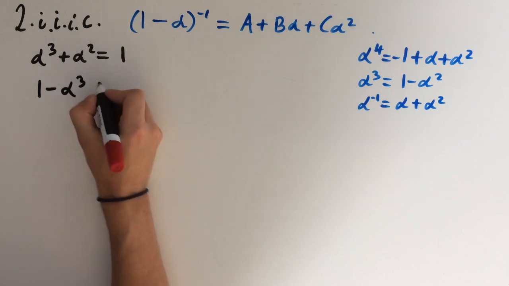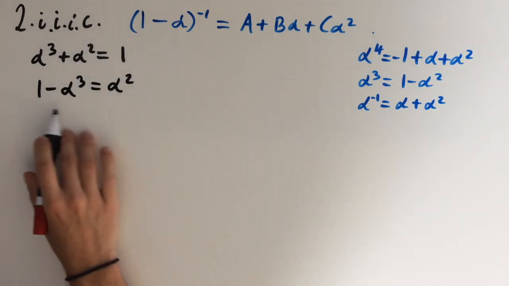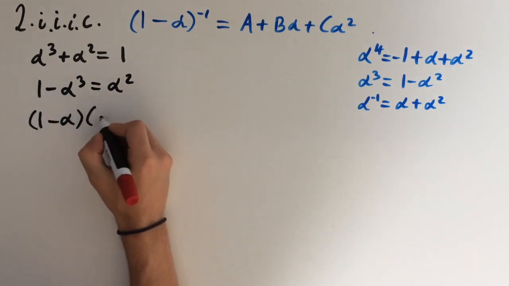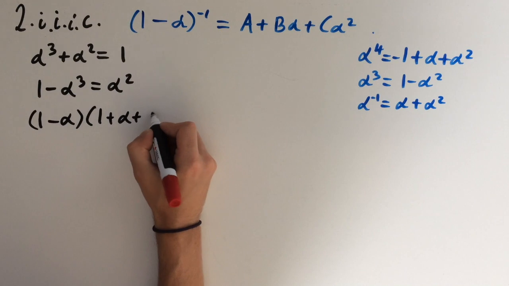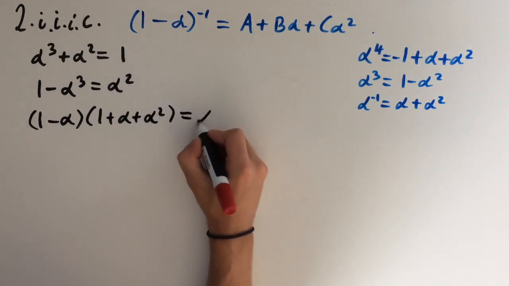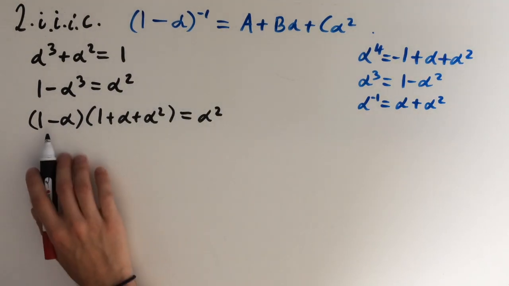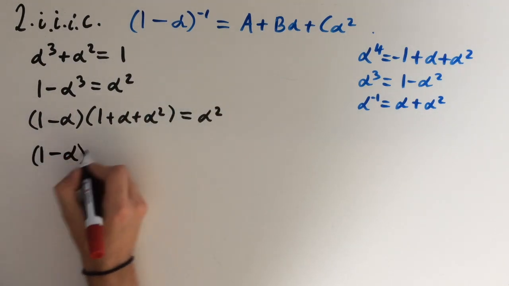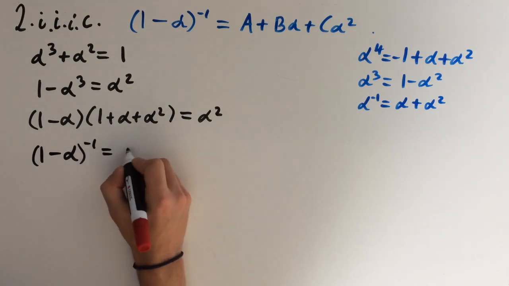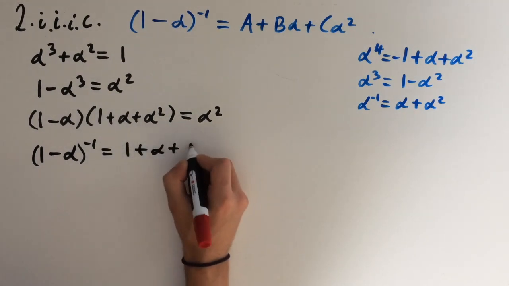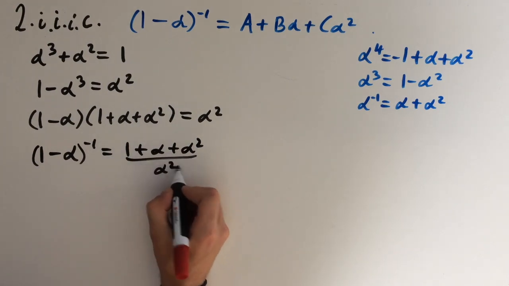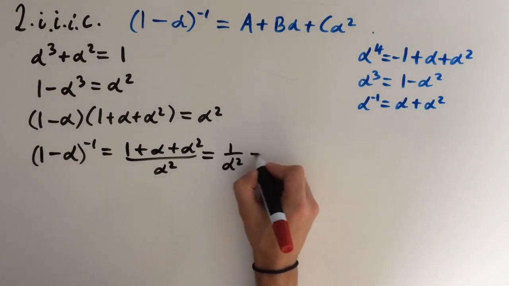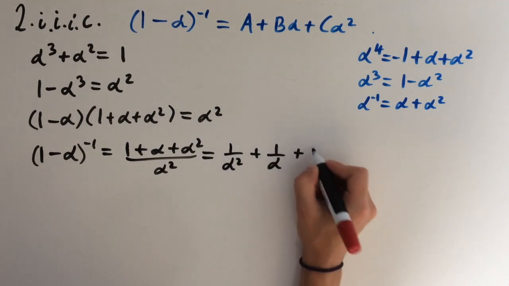So the way we're going to start this question is by rearranging this equation to get 1 minus alpha cubed equals alpha squared. And now we can factorize this into 1 minus alpha times 1 plus alpha squared. And this equals alpha squared. So now we can rearrange this to get an expression for 1 minus alpha to the power of minus 1. And this equals 1 plus alpha squared all over alpha squared. And we can simplify this again as 1 over alpha squared plus 1 over alpha plus 1.